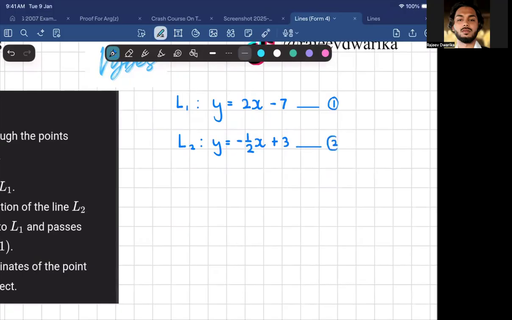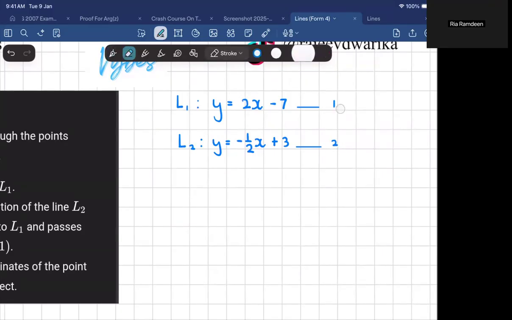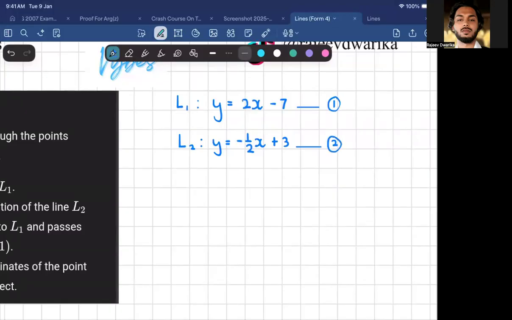Now, Ria, if you have one unknown, it's not a problem. You could solve for it. But if you have two unknowns, what are you going to do? That's the question. You're going to cry. We're not going to cry. So I'm going to show you what you're going to do instead.